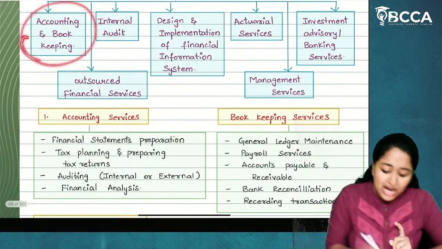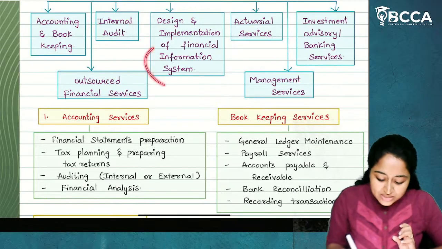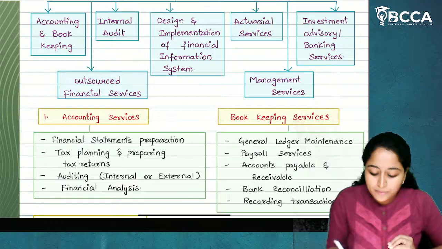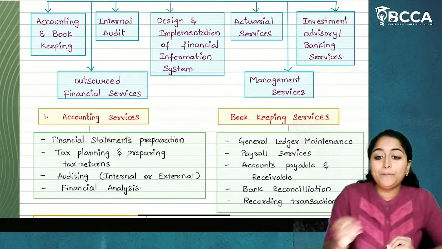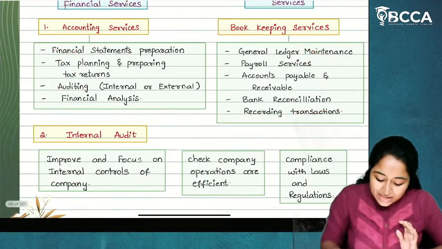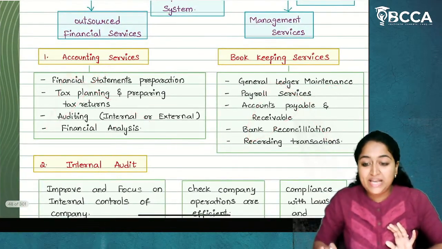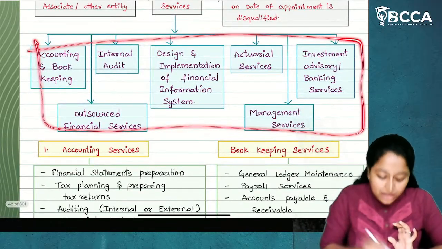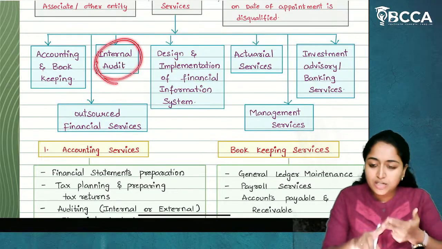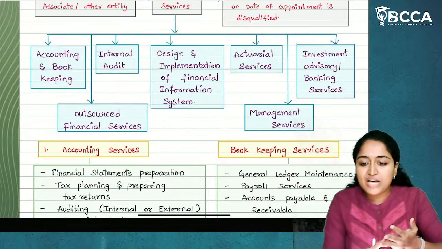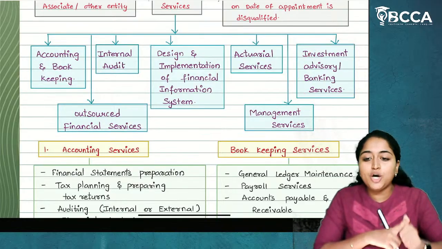Now, what are those services? Accounting and bookkeeping services, outsourced financial services, internal audit services, design and implementation of financial information system, actuarial services, management services, and investment advisory or banking services. In my handwritten notes, I have given all the explanations which you can go through. In examination, there is no need to write the explanation for each and everything. You can just write down the points.